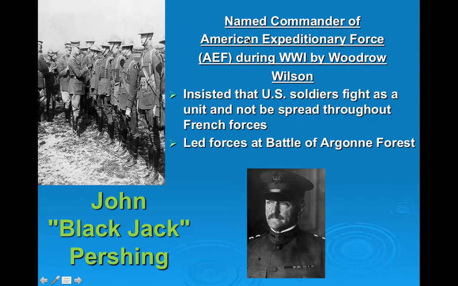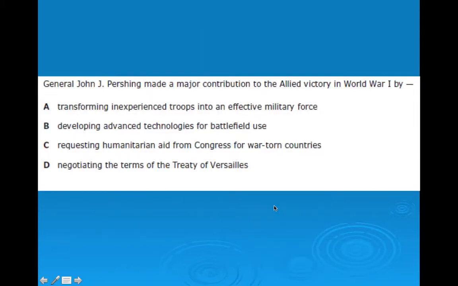Named commander of the American Expeditionary Force, AEF, circle that AEF, in World War I by Woodrow Wilson is going to be a guy named, here he is, John Blackjack Pershing. Massively important. You know this guy. He's an EOC tested general. Insisted that U.S. soldiers fight as a unit, could not be spread throughout French forces, led the forces at the Battle of Argonne Forest. He is important. John Blackjack Pershing, only general you need to know for World War I. There's going to be like 7 you need to know for World War II, so take advantage of this single one.